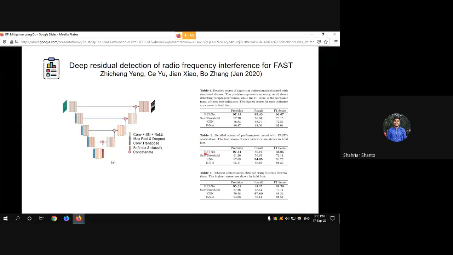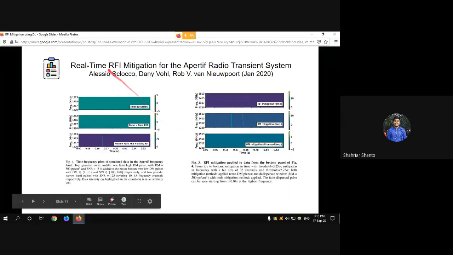So their RFI net, what they call their RFI net, actually got a very good F1 score for fast radio observation. Again, this is not in the main data, single digit data, but it's a good job they did. And again, in this paper, they didn't use any kind of machine learning. They just used signal processing and algorithms.